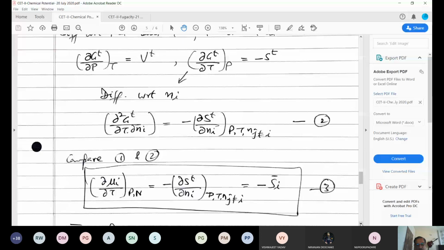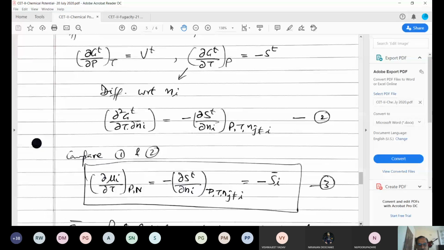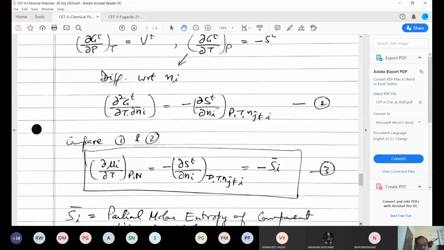Okay. Anybody else has any question on equation 3? Okay. So if there is no question, we'll proceed further.